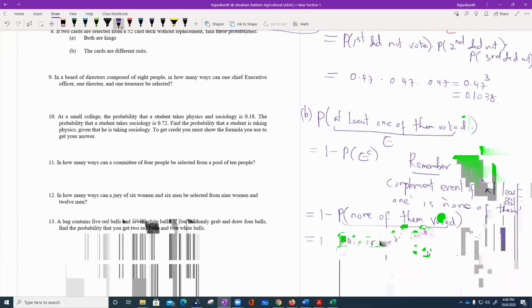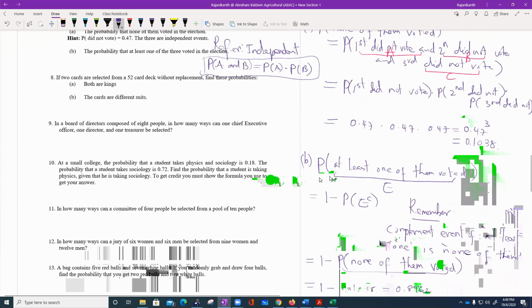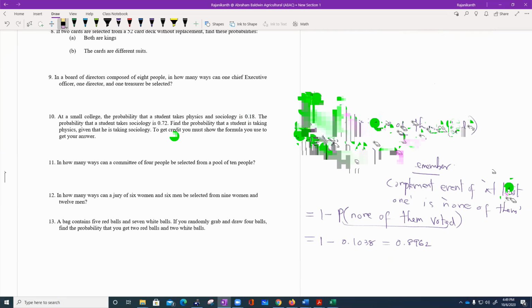Okay, so if you subtract, you should get 0.8962, right? Nearly 90 percentage. Yeah, that makes sense, right? If you choose randomly 3 people, for sure one of them may put the vote, right? More chance, right? Therefore, this answer makes sense. So that was problem number 7. No question, sir. Is that understandable?